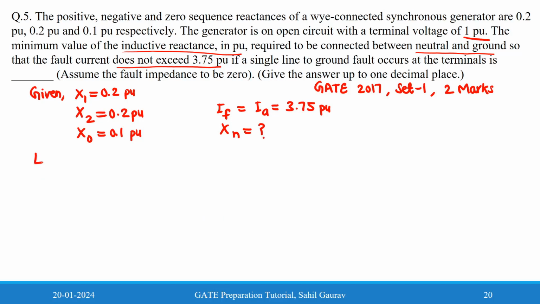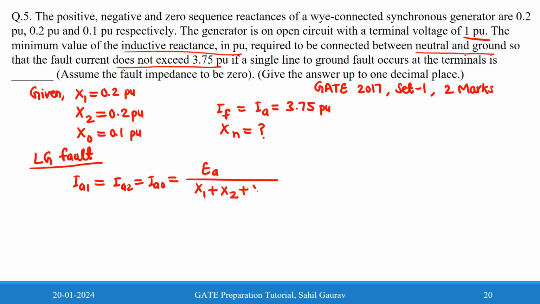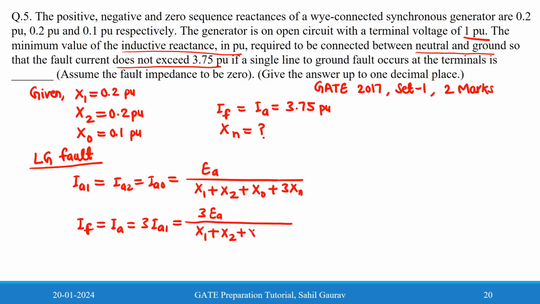So it is also a very simple problem. We know that for a LG fault, the sequence component currents IA1, IA2, IA0 are equal to EA divided by x1 plus x2 plus x naught plus 3 times of xn, and fault current is 3 times of IA1, that is 3 EA divided by x1 plus x2 plus x naught plus 3 times of xn.